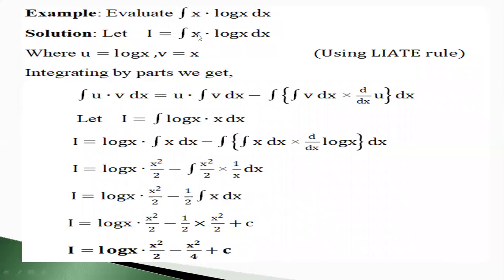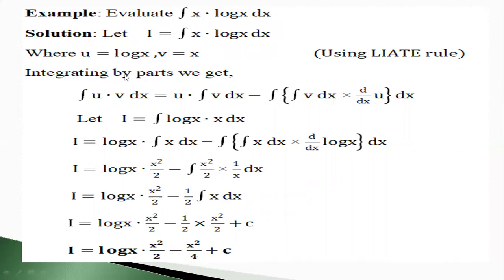The first step is to select the first function u and the second function v as per the LIATE rule. Here L is for the logarithmic function, and it is given as log x. That means the first function u is equal to log x and the second function v is equal to x, the algebraic function.